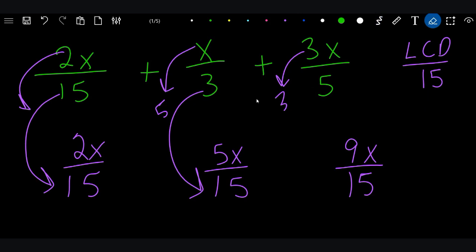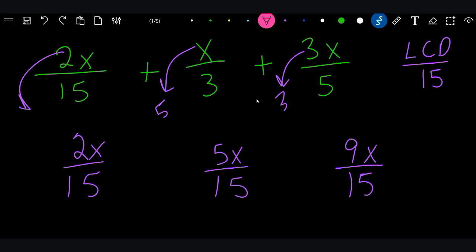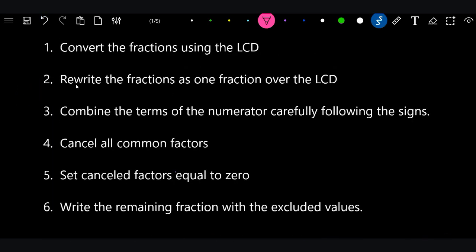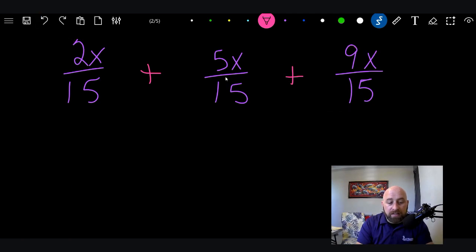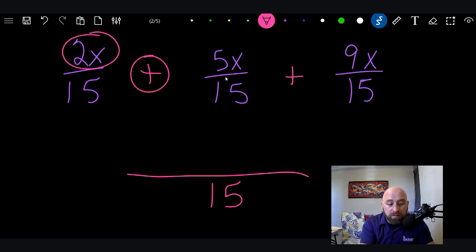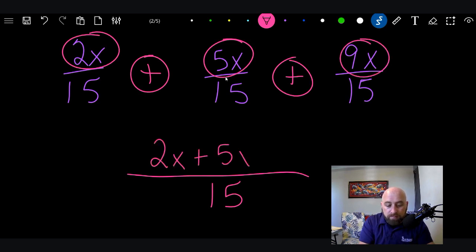Now, let me show you something right here. This lesson, we now have addition signs right here. So what we need to do is add all of these fractions together. Let's go back up to our steps. Notice it says rewrite the fractions as one fraction over the LCD. So now, instead of writing them all like this, let's write them like this, with 1 LCD over 15, okay? And so how do we write these numerators? Well, we write 2x plus 5x plus 9x.